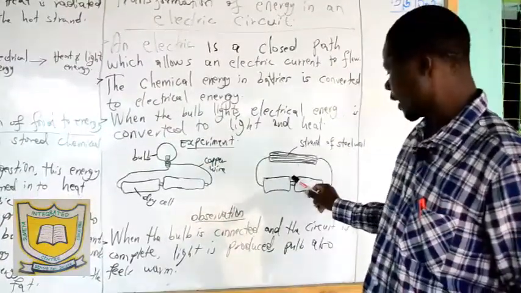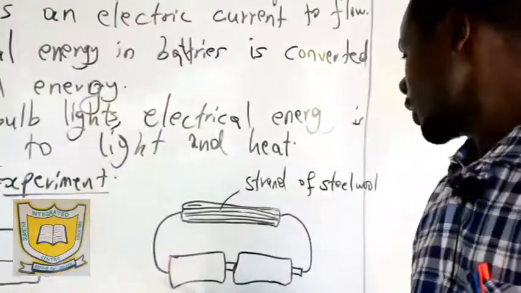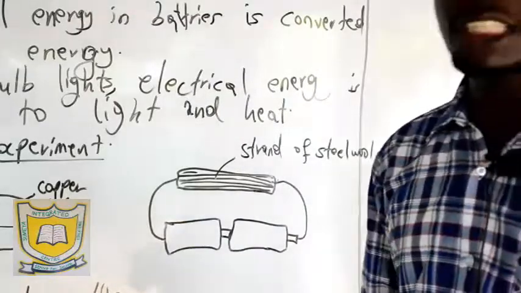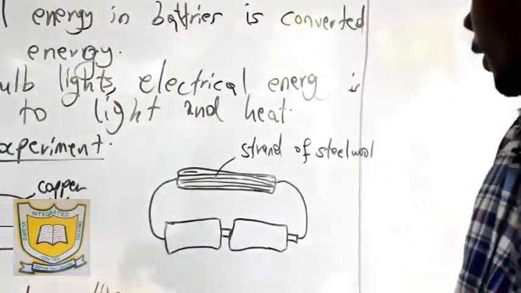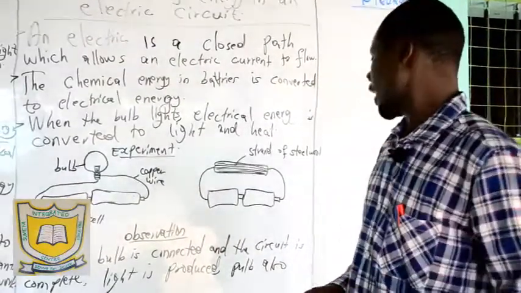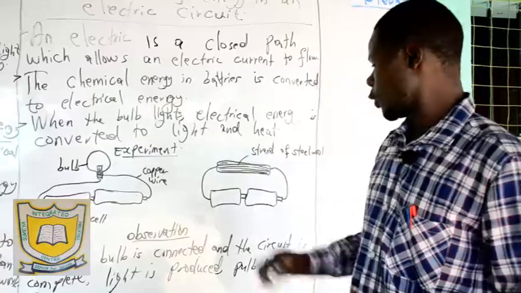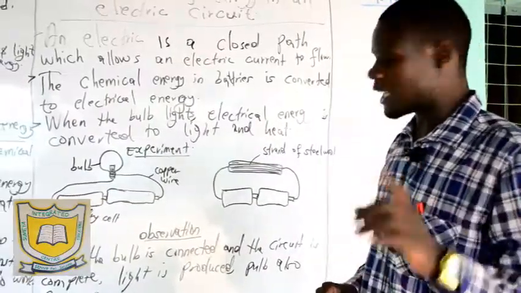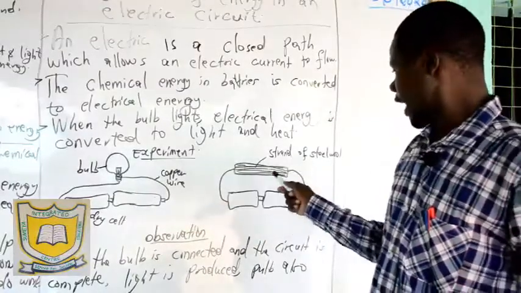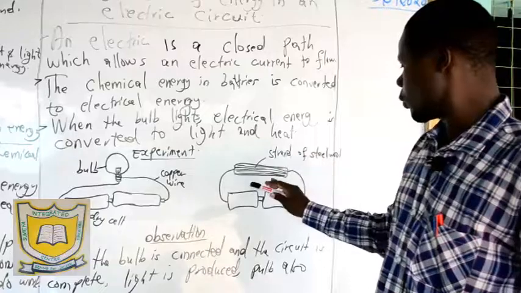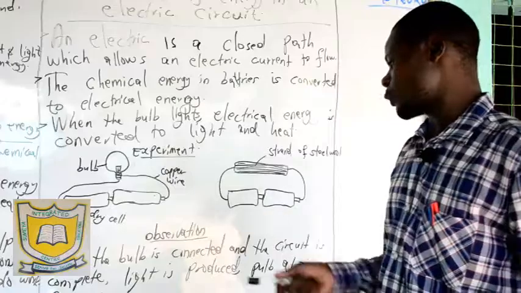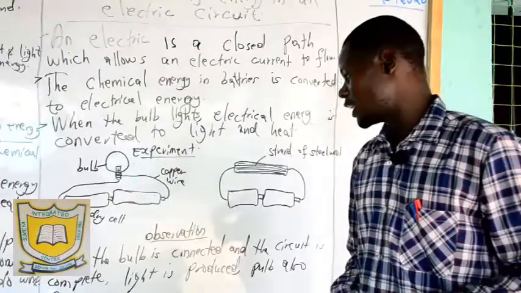You can conduct another experiment here, with the two dry cells and a strand of steel wool. When you perform this, you will have the strand of steel wool glowing and also becoming hot. It is the same experiment, and it means that chemical energy from the dry cells is flowing in the circuit. As it reaches the strand of steel wool, that energy makes it become hot and glow to produce light.